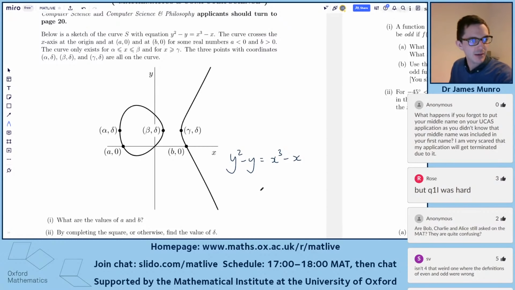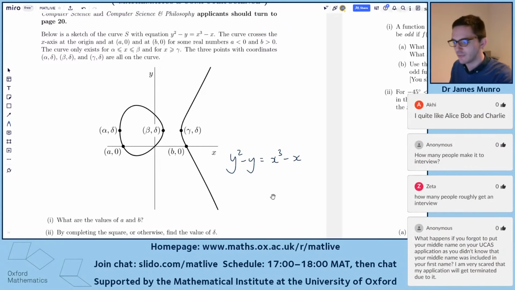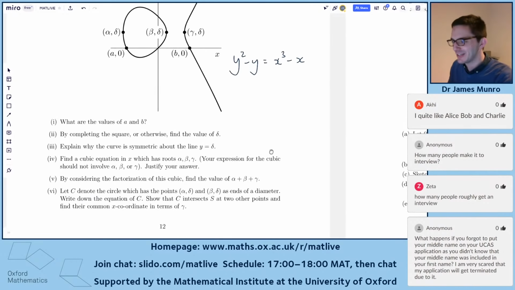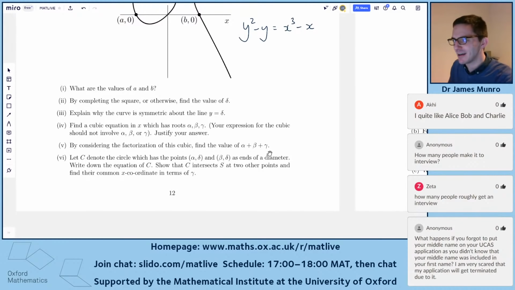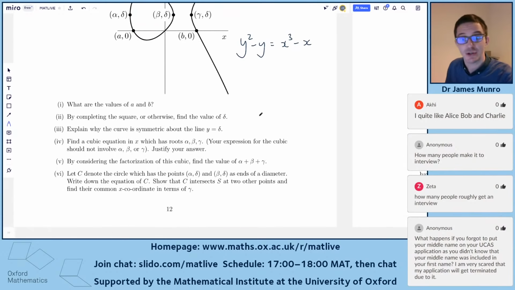Okay, what happens if you forgot to put your middle name on your UCAS application and you didn't know? That's fine. You're fine. We can work it out. Names are very complicated, and one of the nice things about having UCAS numbers is that UCAS numbers are less complicated. Still quite complicated. Cool, okay.